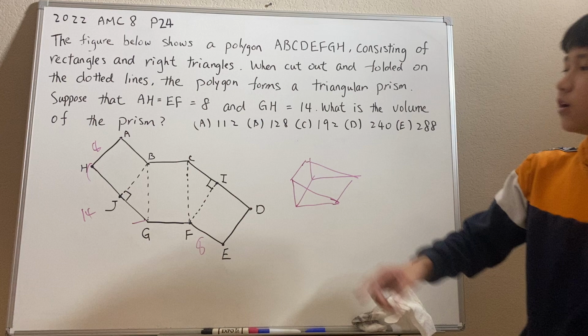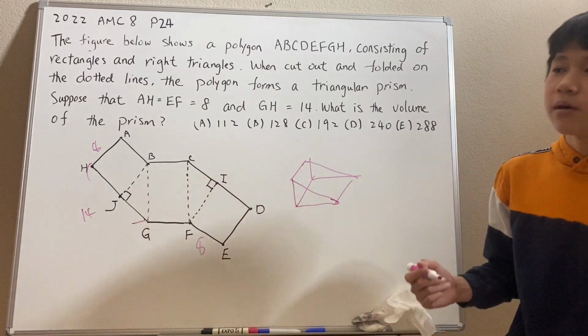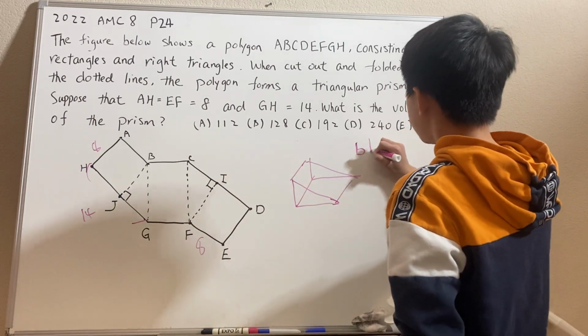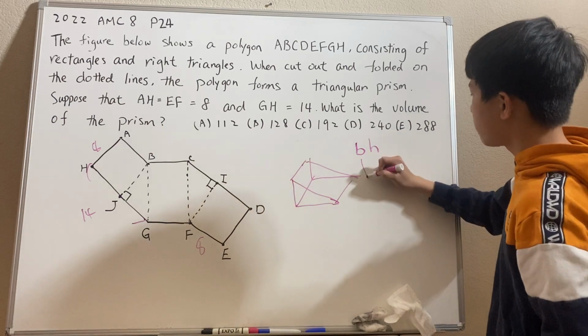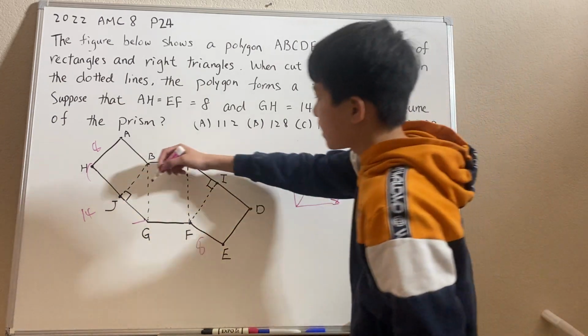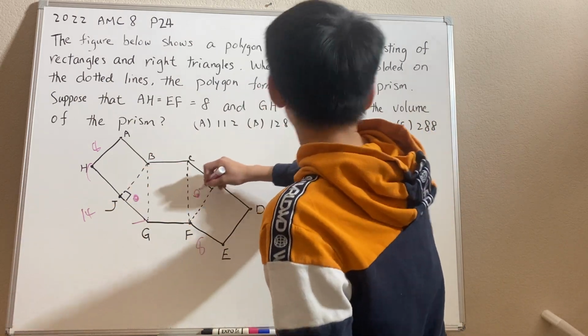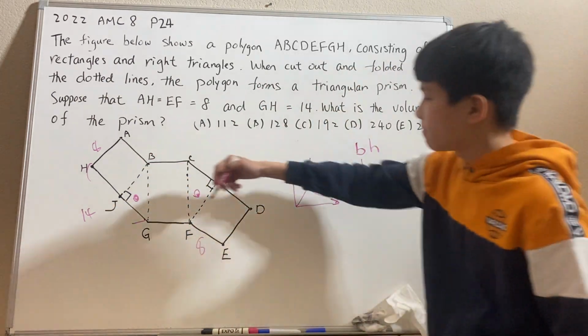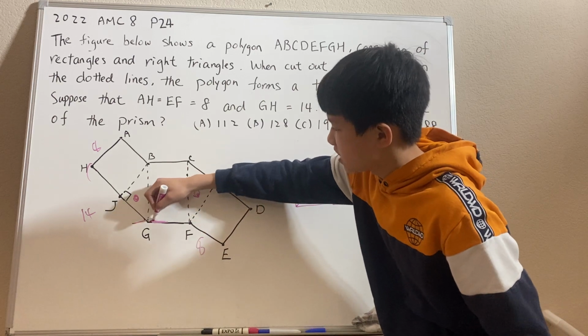And we have to find the volume of the prism. The volume of any prism is base times height. So in this case, it would be the area of the triangle multiplied by the height. In the diagram here, it's very obvious that these two are the only right triangles, which means that these must be the bases. And the height is going to be the line connecting them, so it's going to be GF.